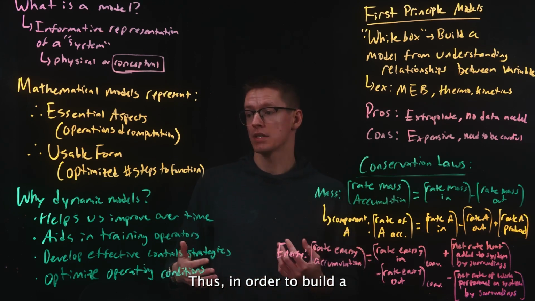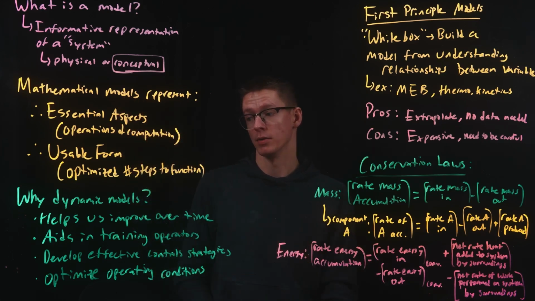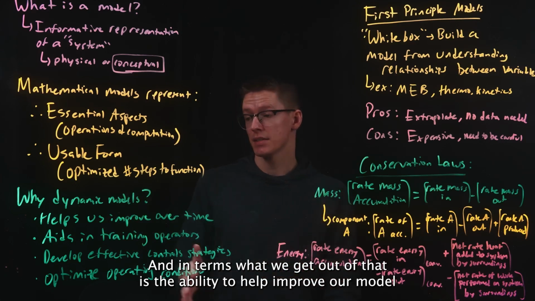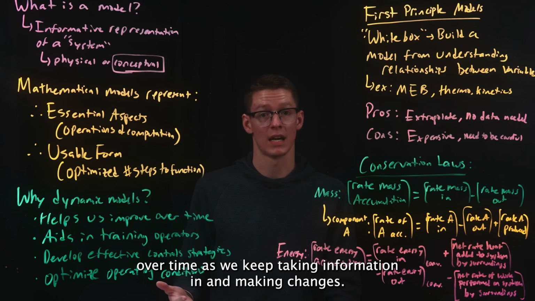Thus, in order to build a dynamic model using a conceptual based idea of a model, we would be able to do that using control theory. And in turn, what we get out of that is the ability to help improve our model over time as we keep taking information in and making changes.